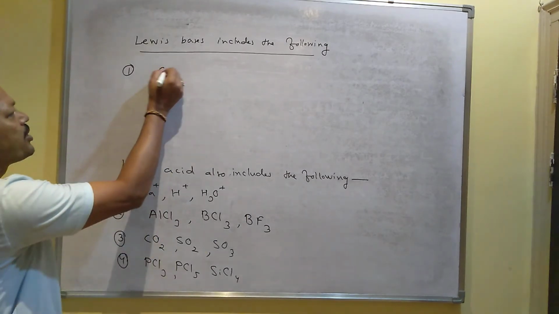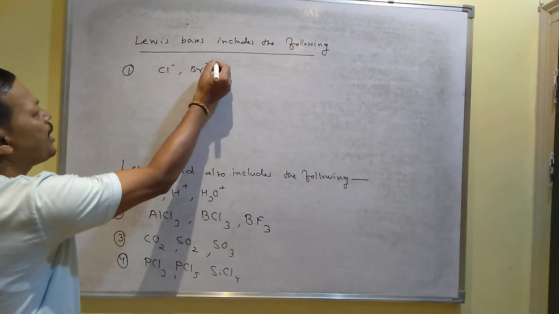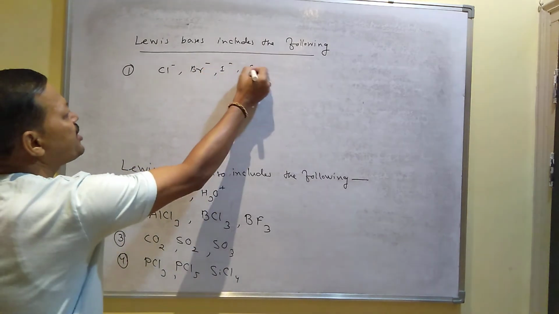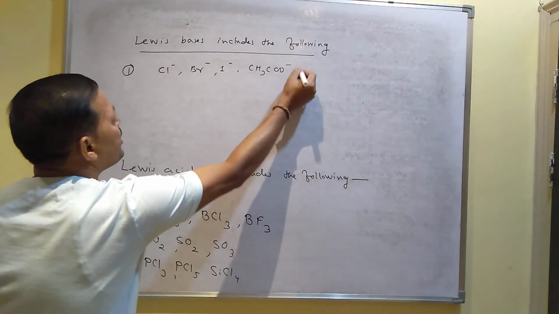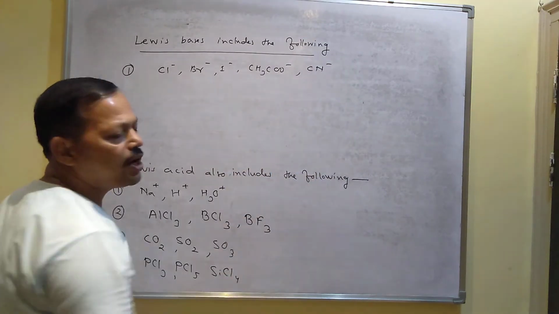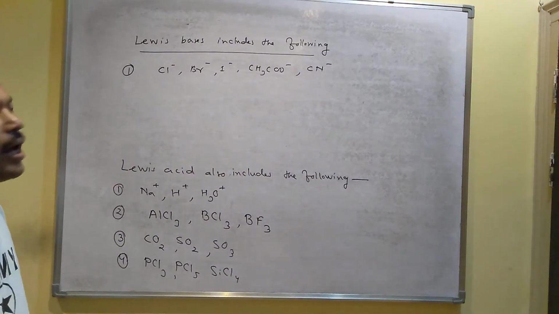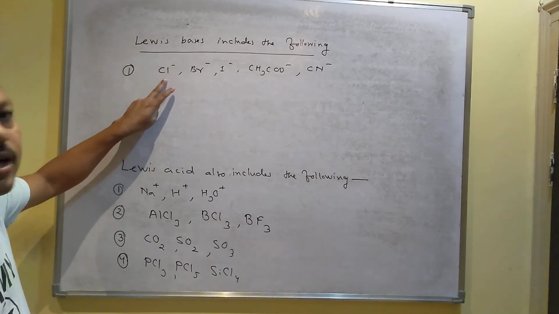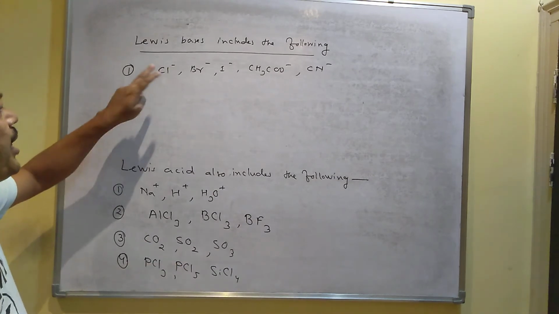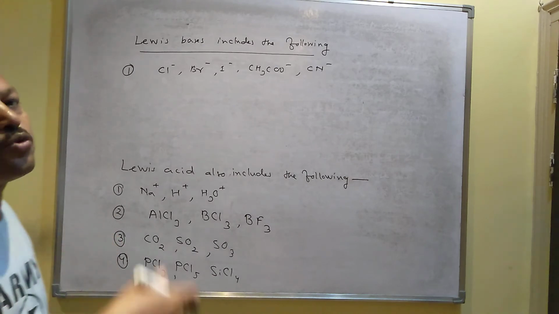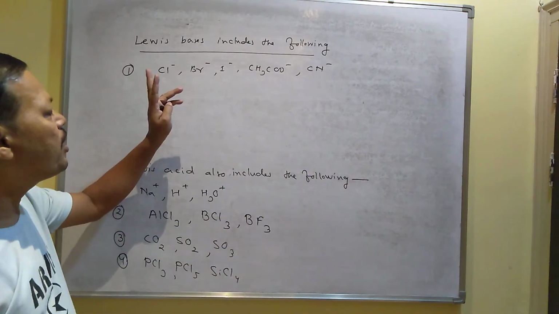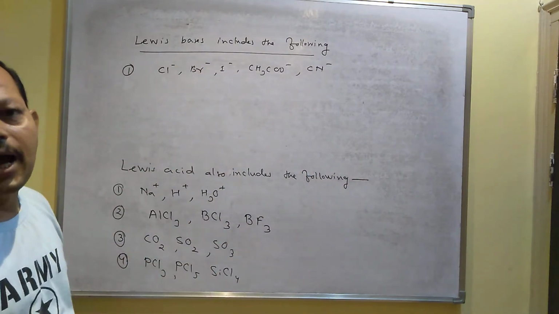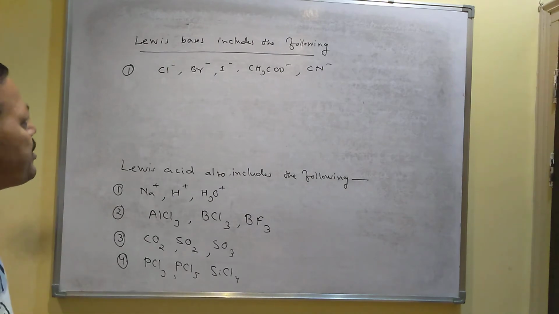For example, Cl minus, Br minus, I minus, CH3COO minus, any negative ion always acts as base. And why do they act as base? Negative means they are electron rich, I mean they have extra electrons, and due to the presence of extra electrons they can donate a pair of electrons, and that is why all anions act as Lewis base.